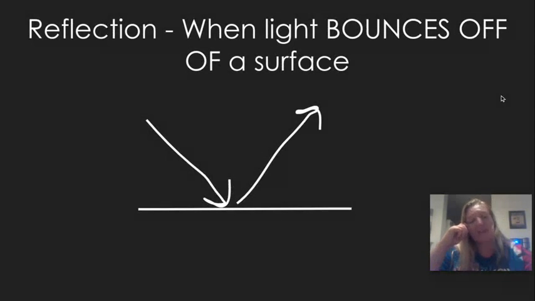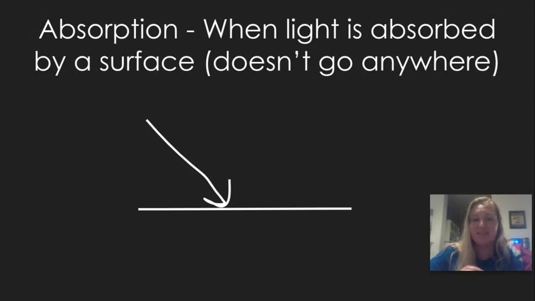Next up, we have reflection. Reflection is when light bounces right back off of a surface. And absorption is when the light is absorbed by a surface, which means it doesn't go anywhere. It absorbs it like a sponge.